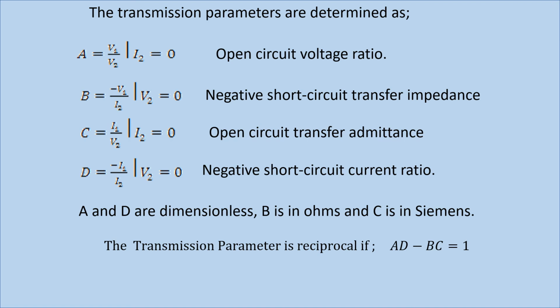So we can see that because A and D are ratios, they are dimensionless. They don't have dimension because A is a voltage ratio, just like a voltage gain. If we use normal mathematics, the units cancel out, and the same is true for D. So A and D are dimensionless, B is in ohms, as it is an impedance, and C is in siemens.